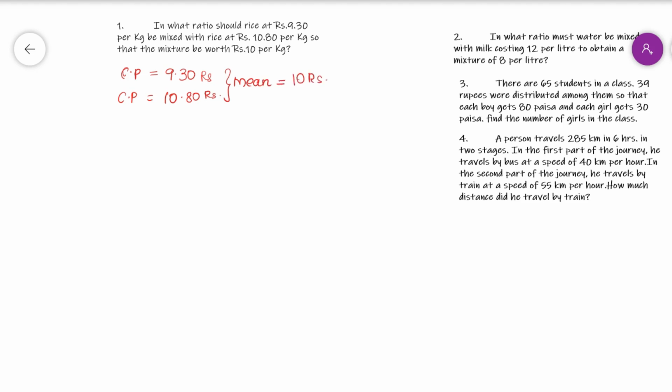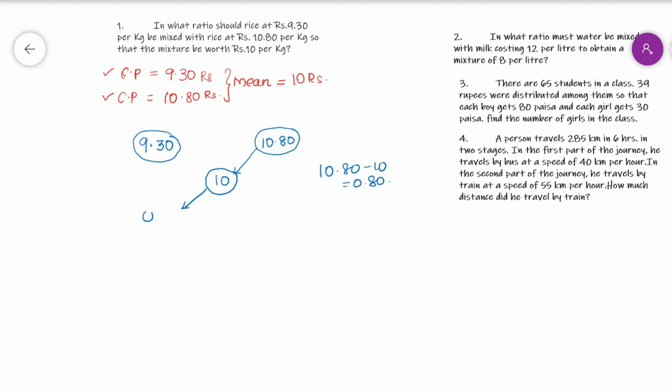Now we are mixing both the things and selling it for 10 rupees. We have to find in what ratio we have mixed both the rices to sell it at the mean price of 10 rupees. So like this we have to use the alligation rule. Left side is for cheaper and right side is for dearer. You can even apply it the other way around, but there is no issue.